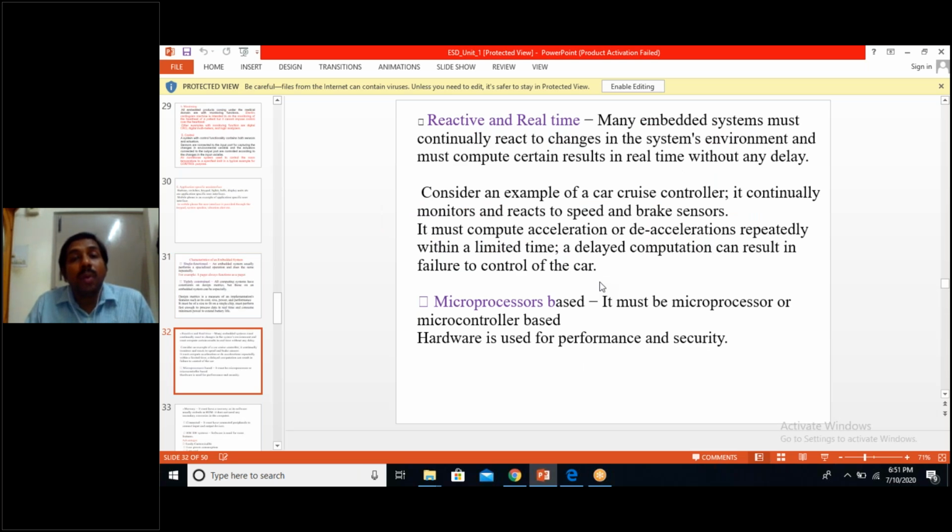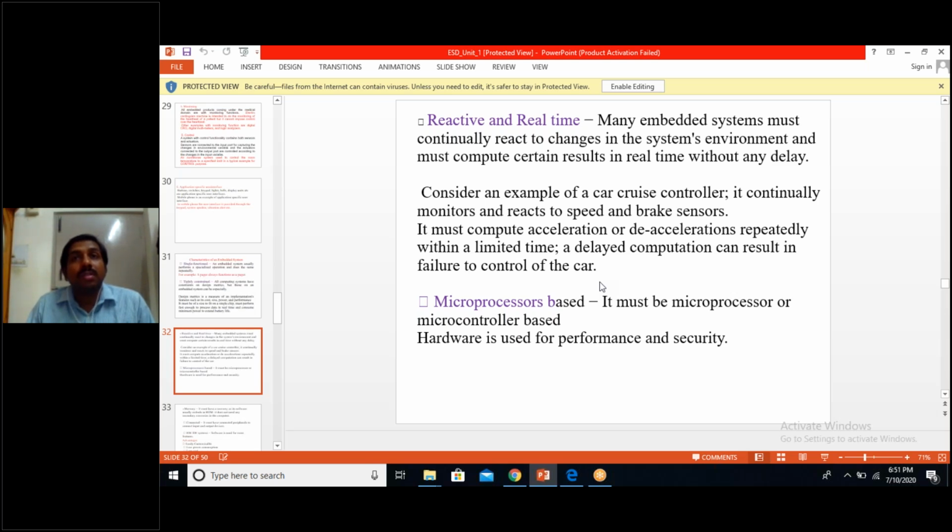They can be reactive and real time. Reactive means they respond, like a car cruise controller that will monitor and react to the speed and brake sensors. It will compute acceleration or deceleration within a limited time, and a delayed computation will also lead to failure to control the car. So this comes under one characteristic: your embedded system must be reactive and real time. And one more characteristic is processor based.